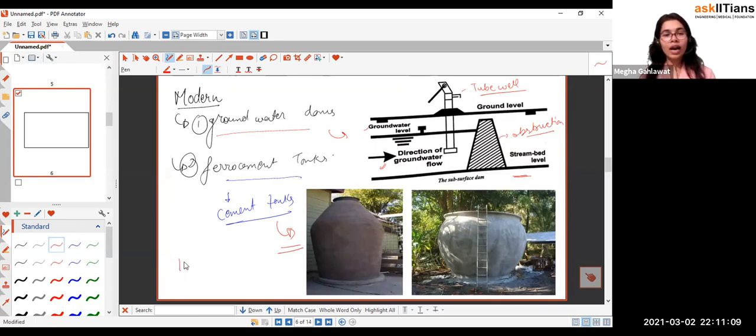So if we have a house right here, and at the side of the house we construct a ferrocement tank, this ferrocement tank will have a pipeline which will be attached to the house. Okay, and this pipeline will carry a lot of water that will be collected from the rain, right? So these are the different types of water harvesting systems. I hope you learned well, right?